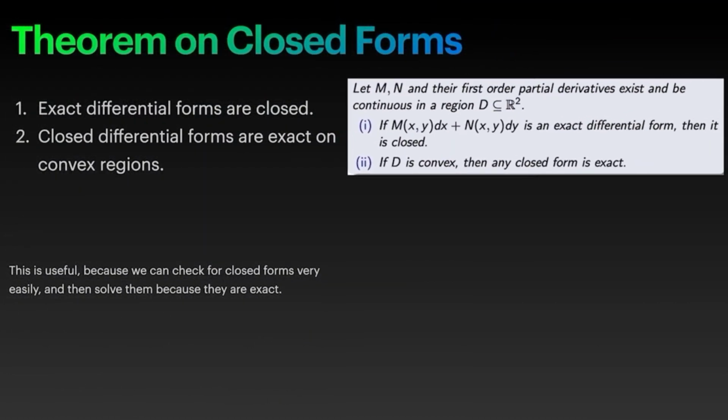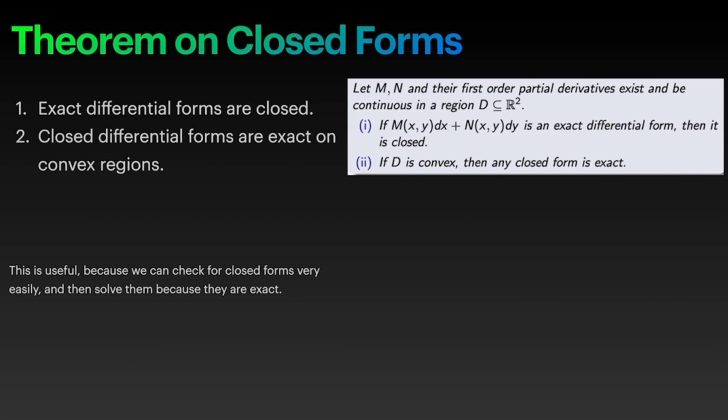So now you know about closed forms. Let us talk about theorems on closed forms. Basically there's one main theorem about exact and closed forms: exact differential forms are always closed, but closed differential forms are exact only on convex domains. This is useful because you can check for closed forms very easily and then solve, because they would turn out to be exact after checking the domain.